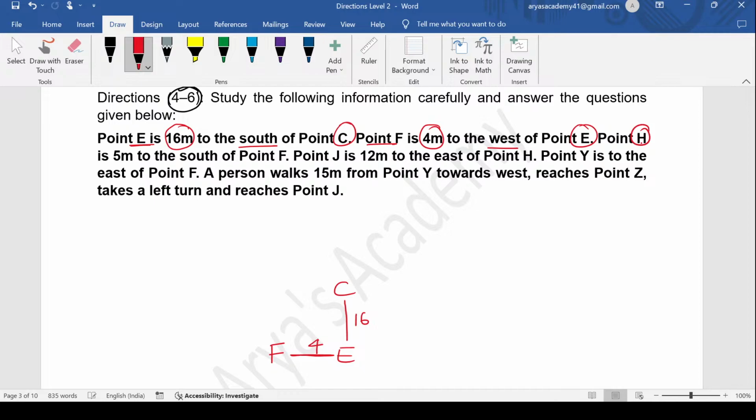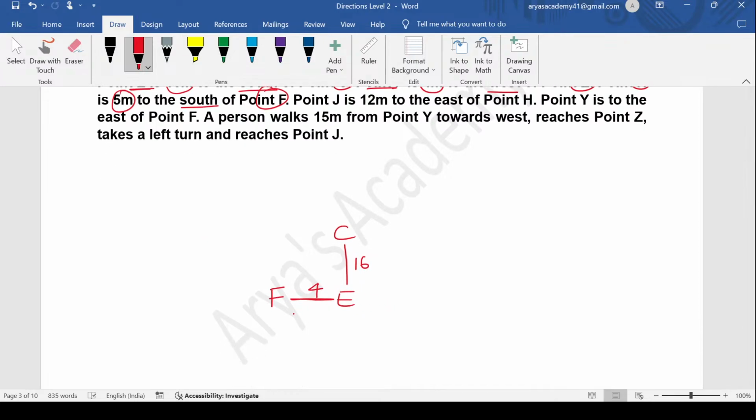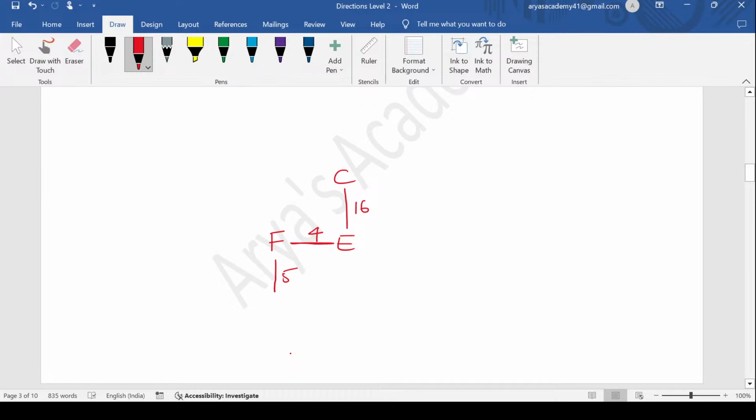Then point H. Point H is at 5 meter distance and towards the south from point F. So from point F, if you travel 5 meters and that too towards south direction, then you will get another point, that is point H.